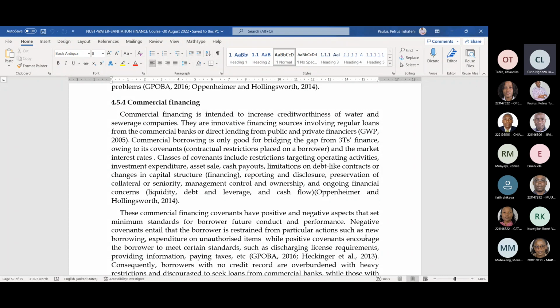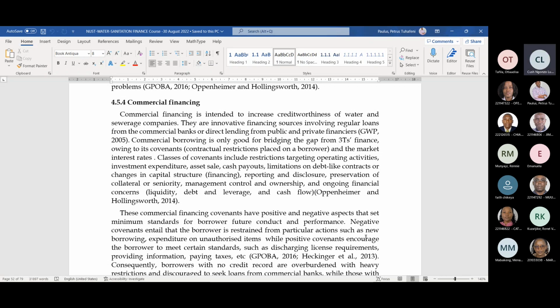So there is this principle of seniority, because you can go and get money from 1, 2, 3, but the first one always tells you to pay attention to your conduct. We agreed on this and that. So these are the classes of covenants that come in, and they limit your ability to contract debt elsewhere sometimes.